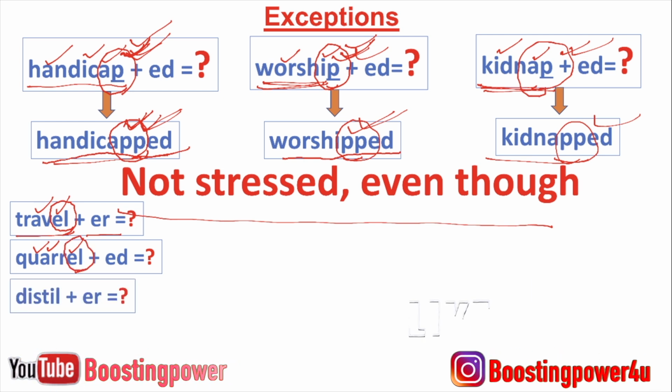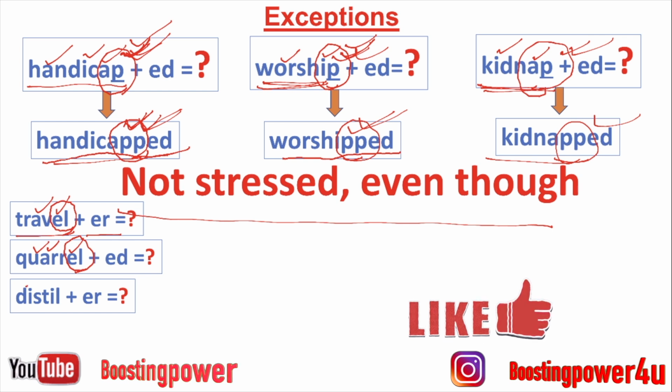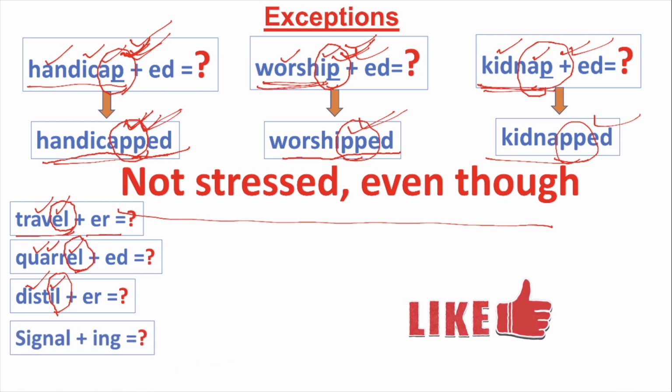Let's see the next word. Here also, distill. How many vowels are there? One is here and one is here. And this word is also ending with a single consonant and single vowel. One more word we'll see, signal. Here also, how many vowels are there? One is here and one is here. This word is also ending with a single vowel and single consonant.